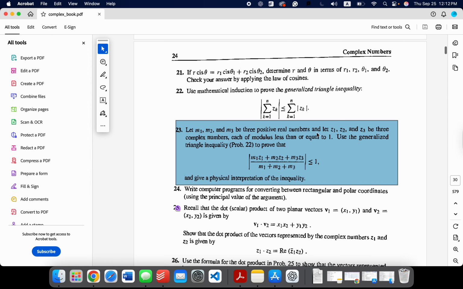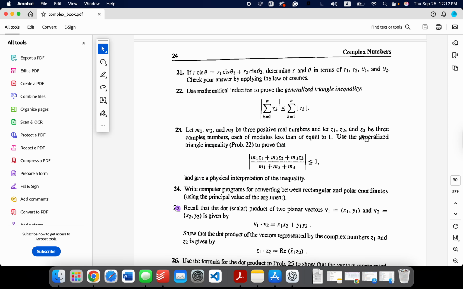You were trying to prove that if you have 3 masses, you see they said positive real numbers, not masses. So that's why I didn't even visualize masses. And 3 positions for those masses, you want to use a generalized triangle inequality to show that this is going to be less than 1. And again, this is the center of mass.